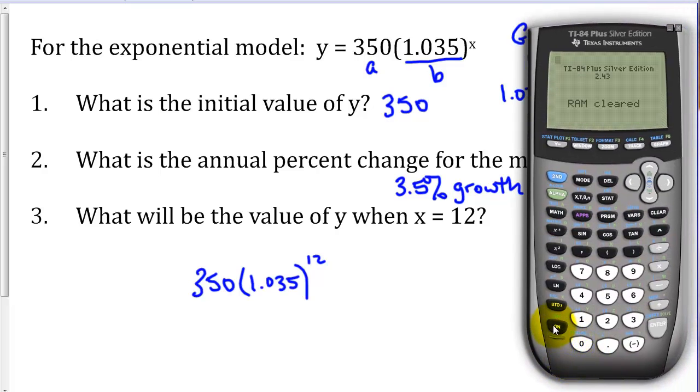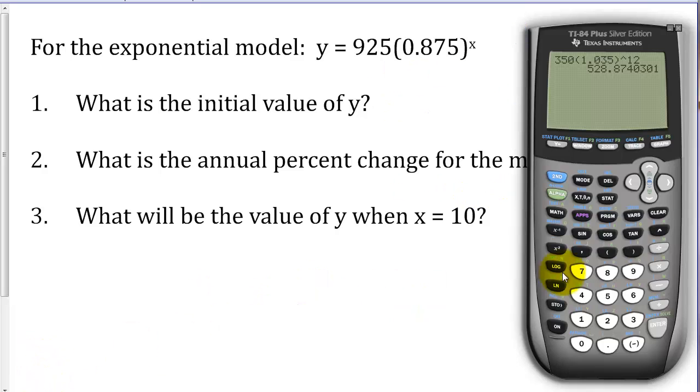So let's turn on our calculator. So we're going to enter 350. Parentheses for our b, put in our b value, 1.035. Close our parentheses. Remember, we use this caret key for our exponent, and our exponent is 12. And we get this number, and we would just round it. Depending on the problem, we would round it to either a whole number or a decimal. Let's round this to, say, 2 decimal places. So it's increasing because our initial value was 350, and after 12 growths, it's up to 528.